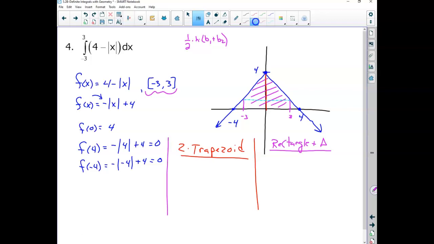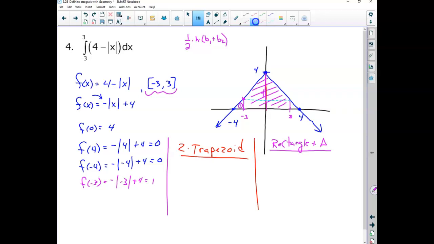If I do that, I need to figure out a couple things. I need to know how tall this leg is. To find that, I need to know what f of -3 is. That's the opposite of the absolute value of -3, plus 4, which is -3 plus 4. That's going to be 1. So I know this is 1 unit high here, and this is 4 units high here.